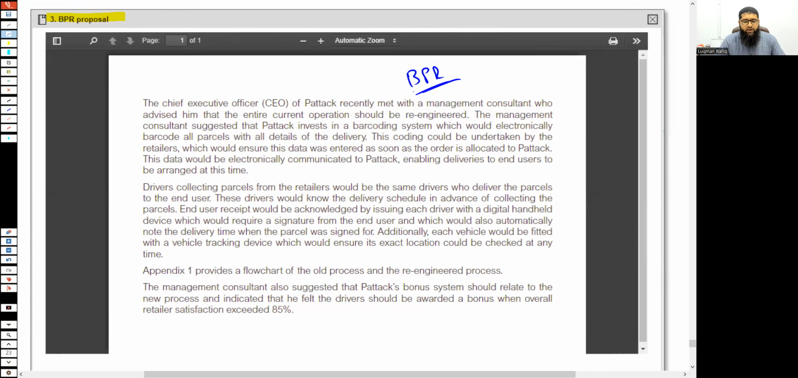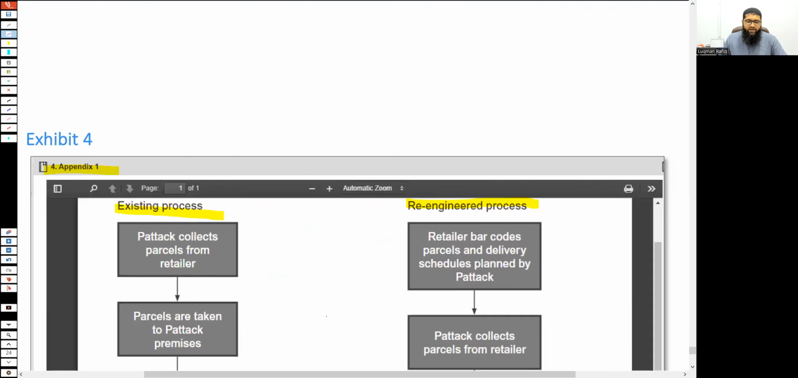End user receipt would be acknowledged by issuing each driver with a digital handheld device, which would require a signature from the end user, which would also automatically note the delivery time when the parcel was signed for. Additionally, each vehicle would be fitted with a vehicle tracking device, which would ensure its location can be checked. Appendix 1 provides a flow chart of the old process and the re-engineered process. The management consultant also suggested that Patek's bonus system should relate to the new process and indicated that drivers should be awarded a bonus when overall retailer satisfaction exceeded 85%.